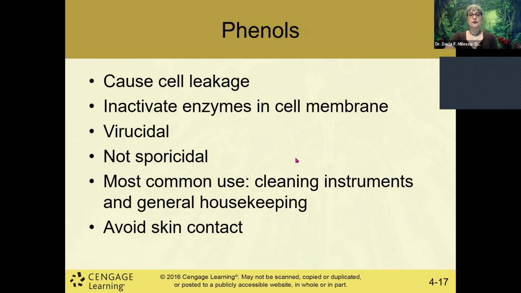Next are the phenols. Phenol is actually used in procedures. We use a phenol and alcohol matrixectomy to denature and actually cause the cell membrane to denature and kill the cells that grow an ingrown toenail. So that's a very common podiatric procedure. But why do we use phenols to disinfect? Because it causes cell leakage. It inactivates the enzymes in the cell membrane. It will kill viruses. Unfortunately, though, it is not sporicidal.